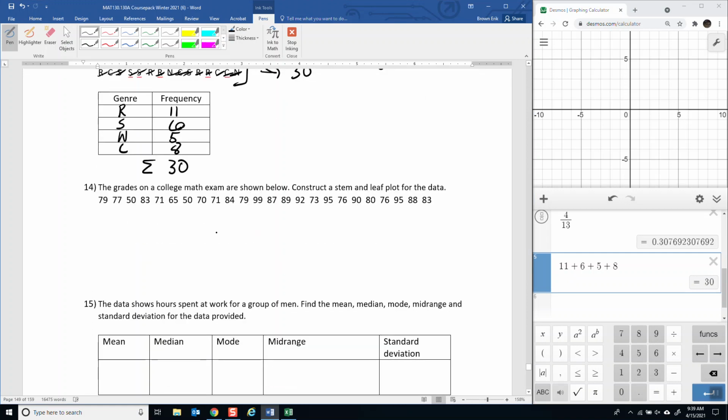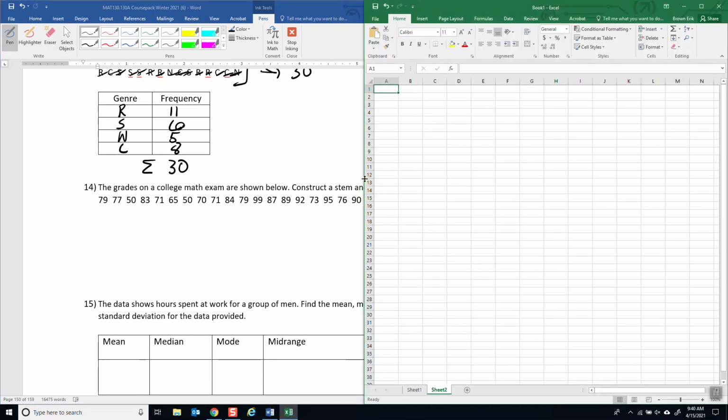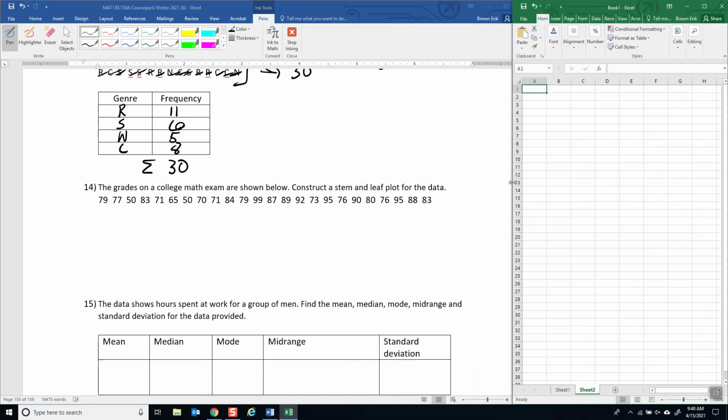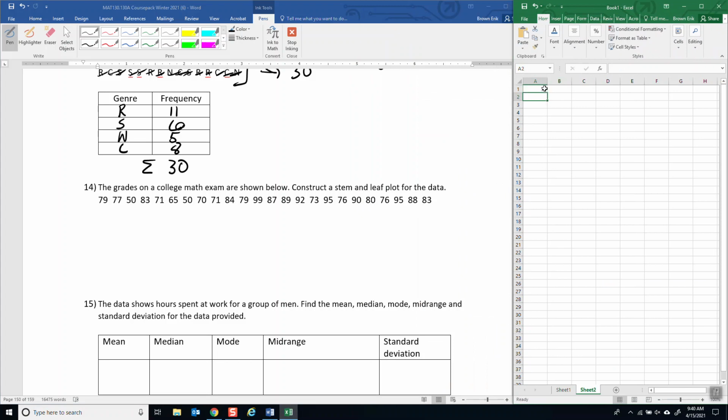So now we're supposed to create a stem and leaf plot. Now I'm going to say that this is super annoying how they gave us the data. They should have organized it for us, listed it from smallest to largest. So I'm going to type in all the data values into Excel. And then I'm going to let Excel sort them. And then I'll create the stem and leaf plot.